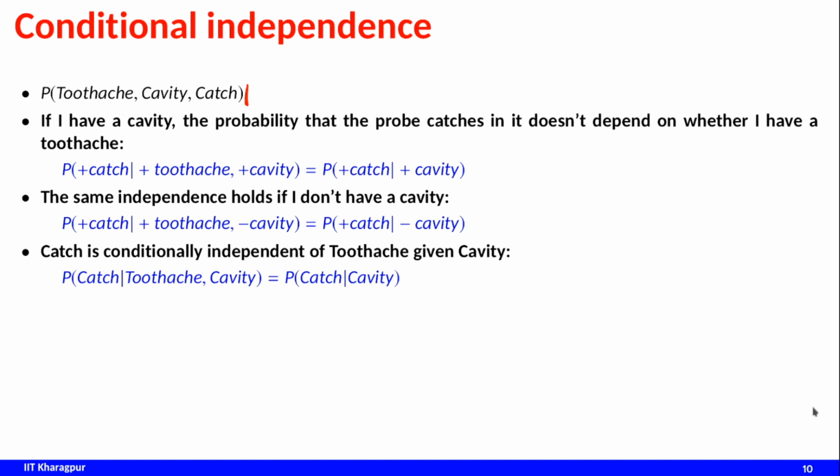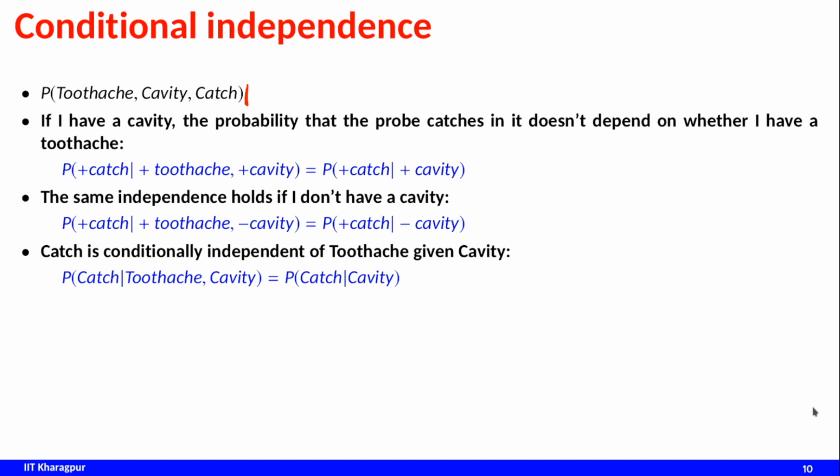So if I have a cavity, the probability that the probe catches it does not depend on whether I have a toothache or not. This is obvious, because if I have a cavity and there is a probe, then the probe can get into the cavity, but that will not depend on the toothache, because these two are independent events. But all of these three are actually interrelated.